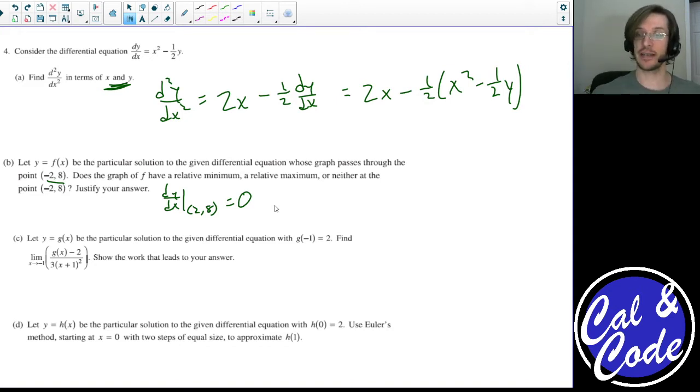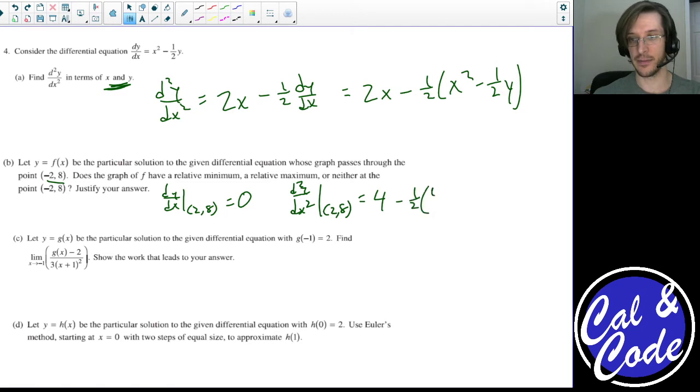The second derivative test looks at concavity to determine whether or not we have a relative max or relative min. So what it looks at is the second derivative, which I just found. So the second derivative at negative 2, 8 would be equal to 4 minus 1/2 times 4 minus, put in that thing, and you get 4 as my answer. So what that tells me is that that's greater than 0.